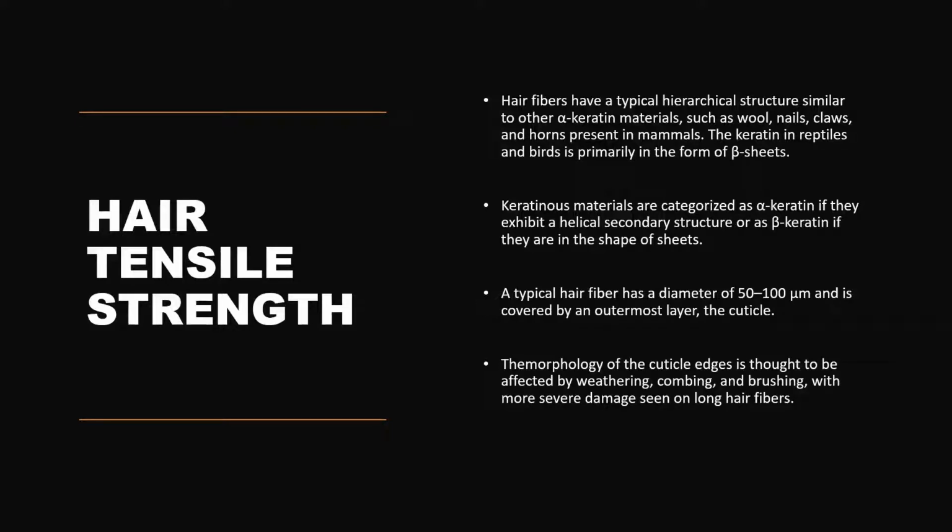When we do hairdressing or hairstyling activities, like straightening your hair, the morphology of the cuticle edges gets disturbed by weathering, combing, or brushing. So they actually affect the outermost part, that is the cuticle. But when we talk about the tensile strength, you will be amazed to know that it is basically derived from the cortex part.